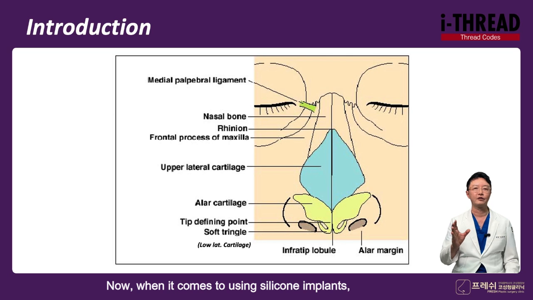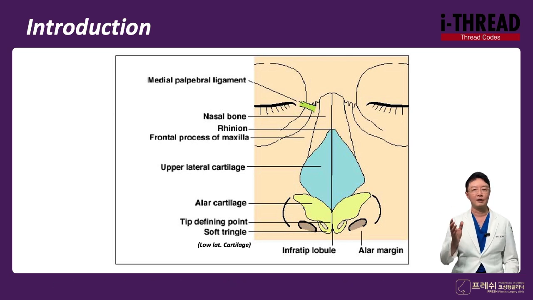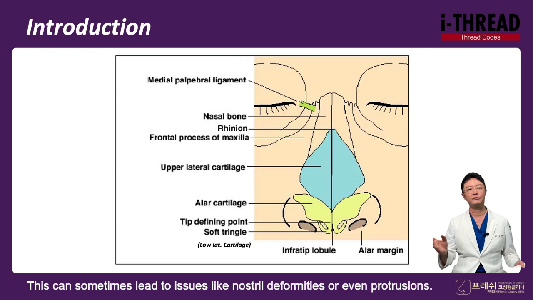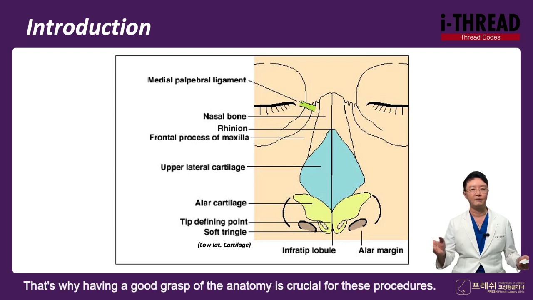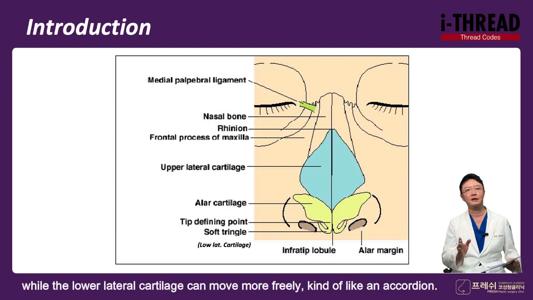Now, when it comes to using silicone implants, we typically place them in a way that compresses the alar cartilage. This can sometimes lead to issues like nostril deformities or even protrusions. That's why having a good grasp of the anatomy is crucial for these procedures. Again, the upper lateral cartilage and nasal bone are fixed in place, while the lower lateral cartilage can move more freely, kind of like an accordion.